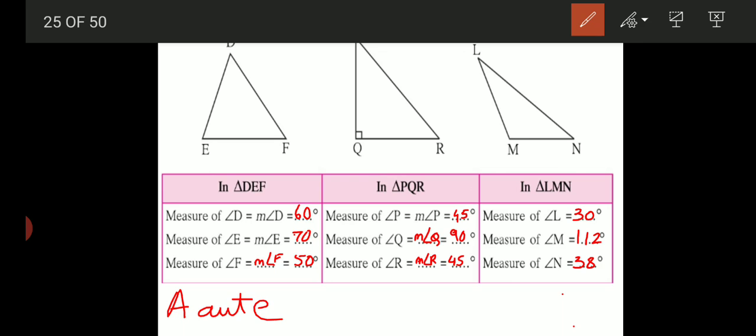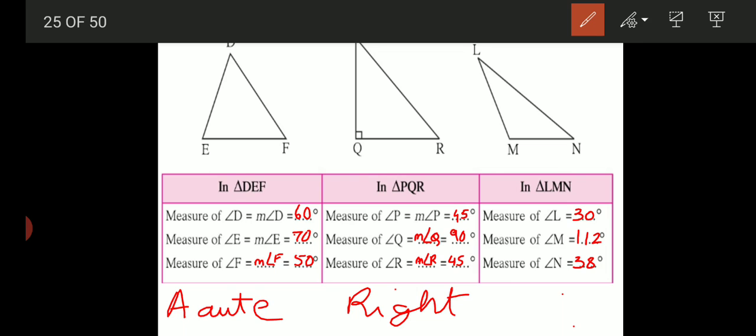Similarly, if you look at the second column, triangle PQR, you find that out of all the three measurements, there is one angle measuring exactly 90 degrees. And which is that angle? It is angle Q. So out of the three, if any one angle measures exactly 90 degrees, we call that particular triangle a right angle triangle.